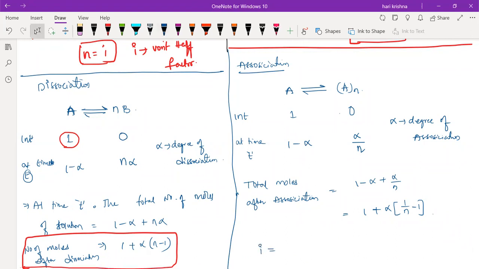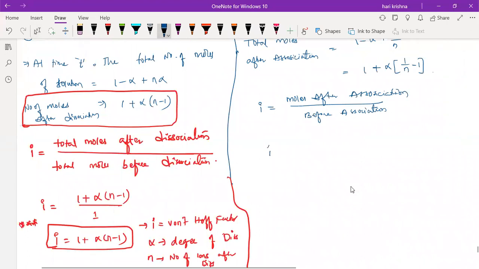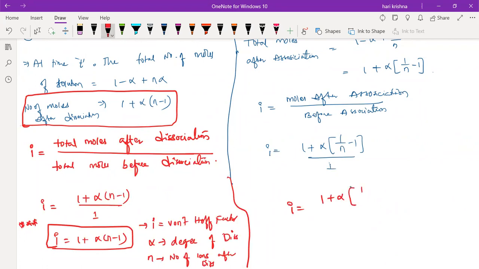1 plus alpha into (1 by n minus 1). So what is the i value? It is moles after association to moles before association. Okay, so i is equal to 1 plus alpha into (1 by n minus 1). This is the i value.